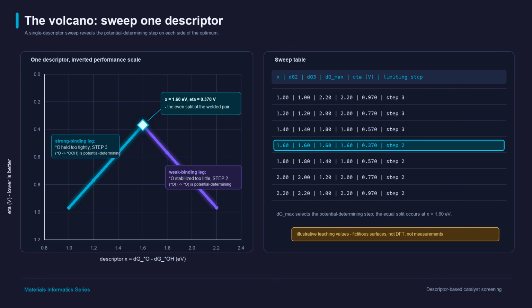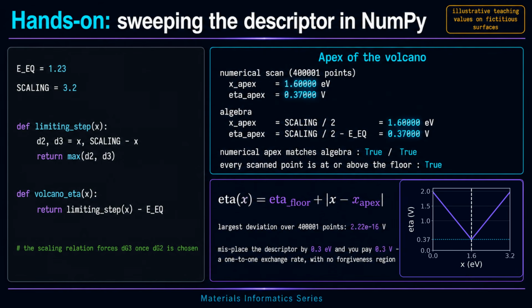The apex sits at 1.60 electron volts. Here is that sweep in code. One function returns the limiting step, a second returns the overpotential, and a scan over 400,001 grid points locates the apex numerically. The numerical apex matches the algebra to 5 decimals, at 1.60 electron volts and 0.370 volts. The whole curve then has a closed form. The overpotential equals the floor plus the distance from the apex, verified across the scan to about 2 times 10 to the minus 16 volts. Misplace your descriptor by 0.3 and you pay 0.3.